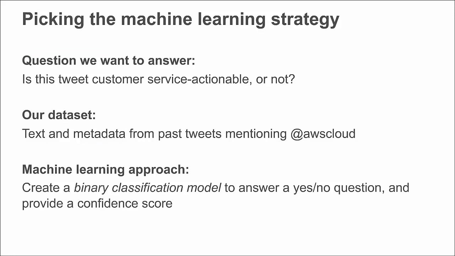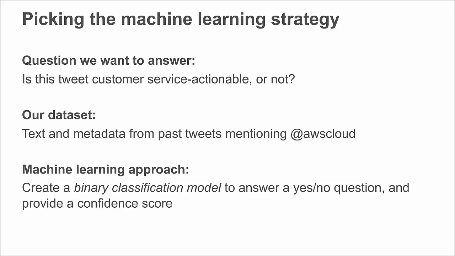So let's start by picking our machine learning strategy. The question we want to answer is, again, looking at an individual tweet and deciding, is this tweet customer service actionable or not? The data we have available to us is text and metadata from past tweets mentioning AWS Cloud, and that is what we'll be looking at to find patterns that connect this data and metadata to the thing that we're trying to predict. Is it actionable or not?